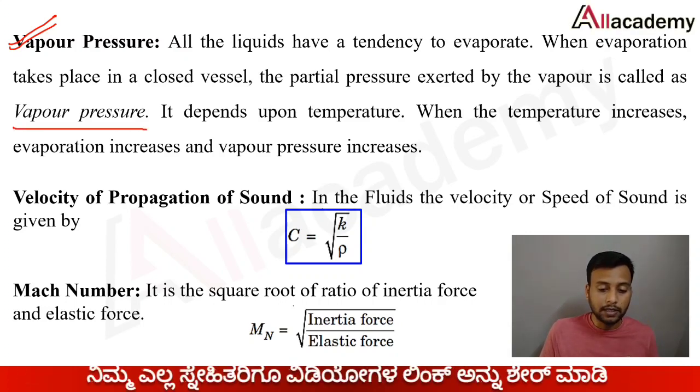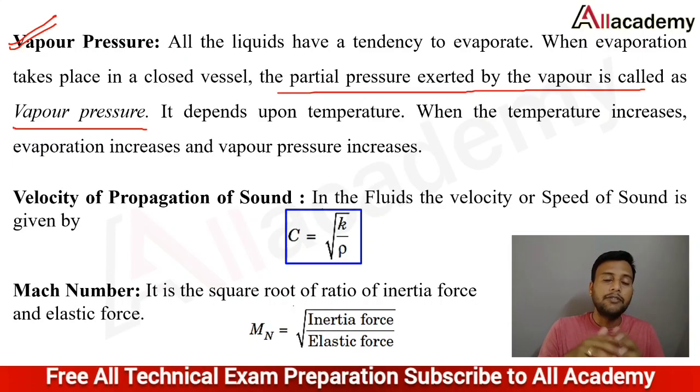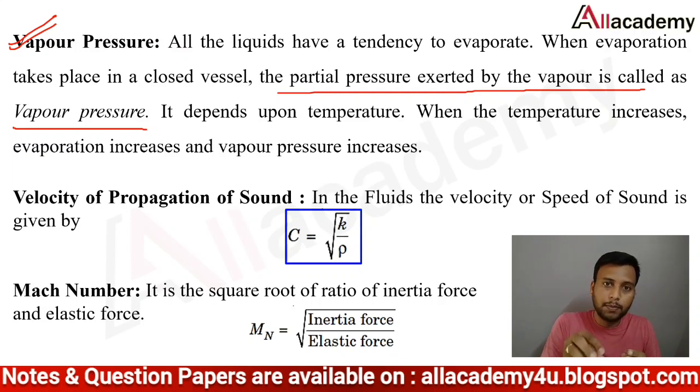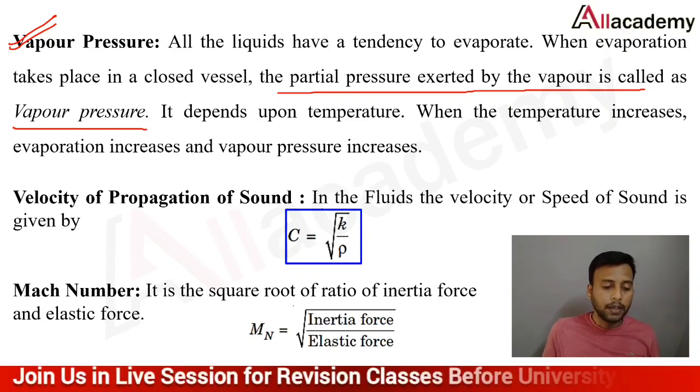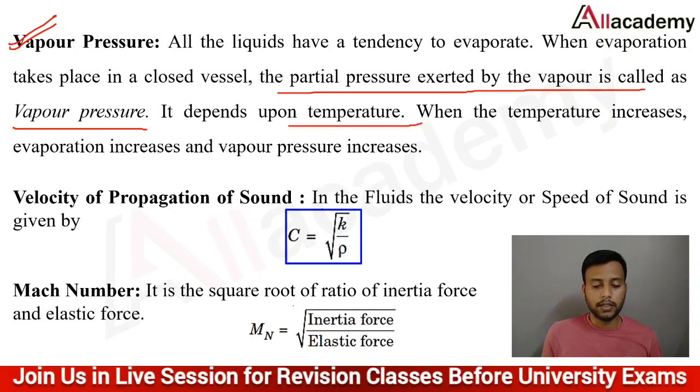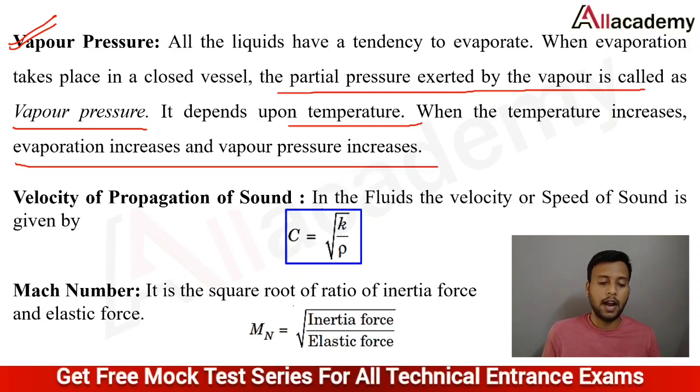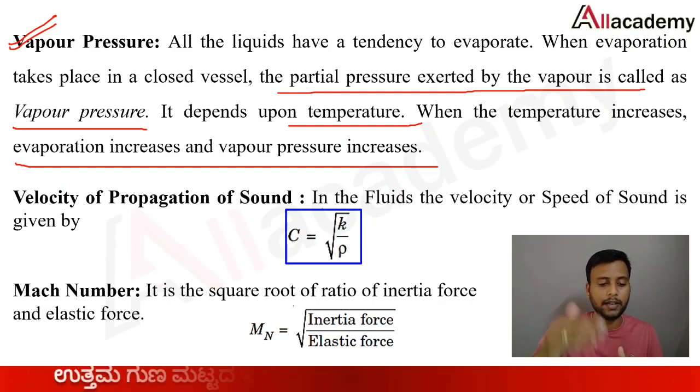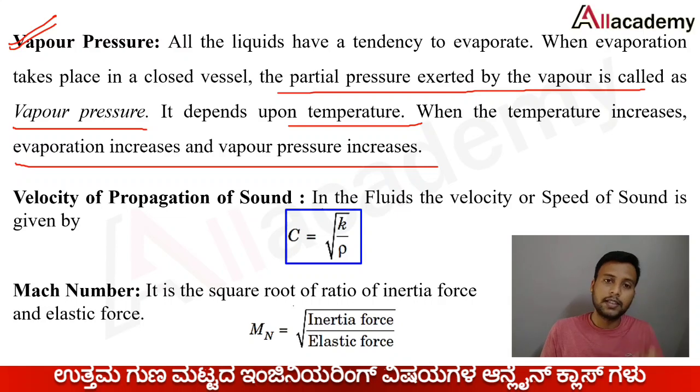So what is that? It is the partial pressure exerted by vapor when evaporation takes place in a closed container, and it is called vapor pressure. It depends upon the temperature. When the temperature increases, the evaporation increases and vapor pressure also increases. Obviously, when temperature increases, the vaporization process will increase, and when vaporization increases, the vapor pressure will also increase.